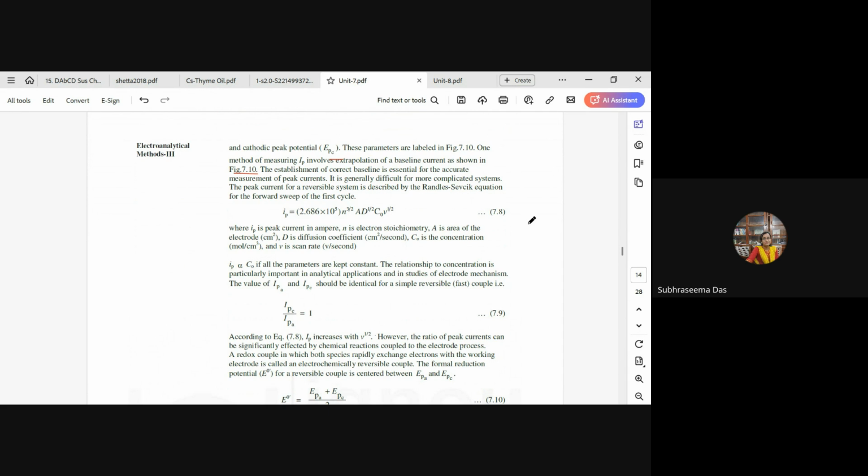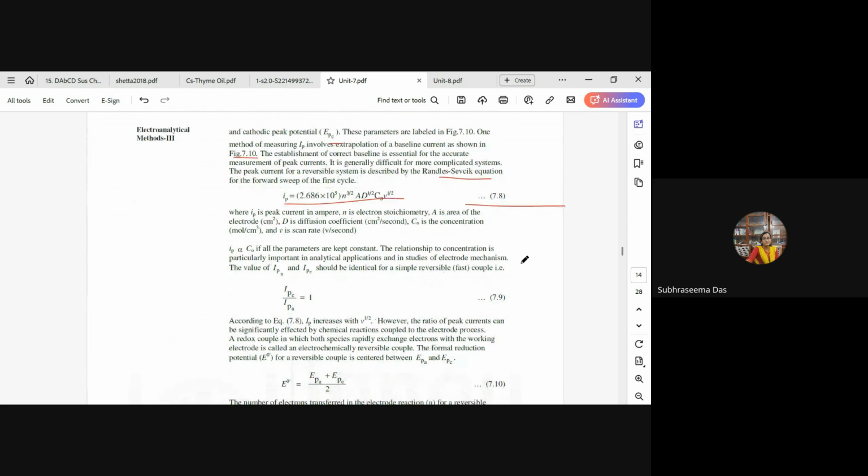However, the peak current for a reversible system was described by the Randles-Sevcik equation, here for the forward step of the sweep of the first cycle, and here it is given as IP = 2.686 × 10^5 n^(3/2) A D^(1/2) C0 ν^(1/2). So here in equation 7.8, the IP represents the peak current, n is the number of electrons, A is the electrode area, D is the diffusion coefficient, C0 is the concentration of the analyte, and ν is the scan rate.